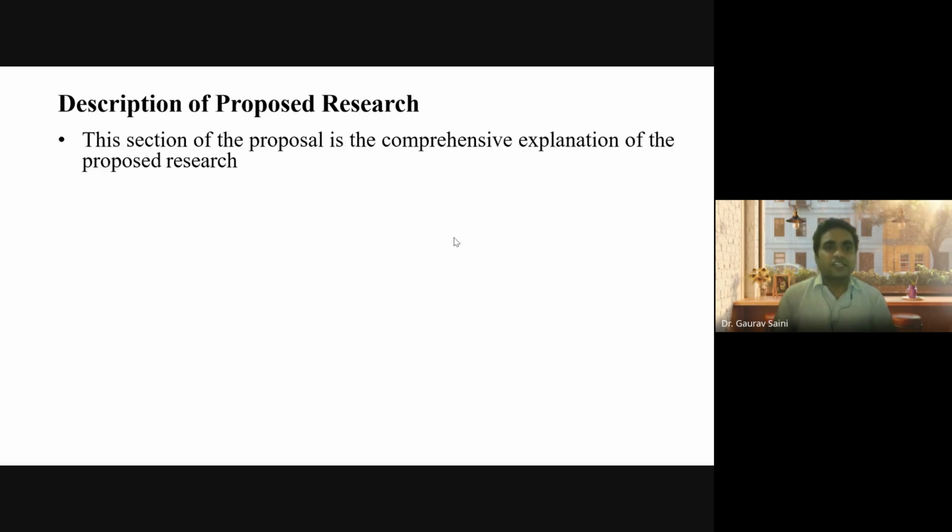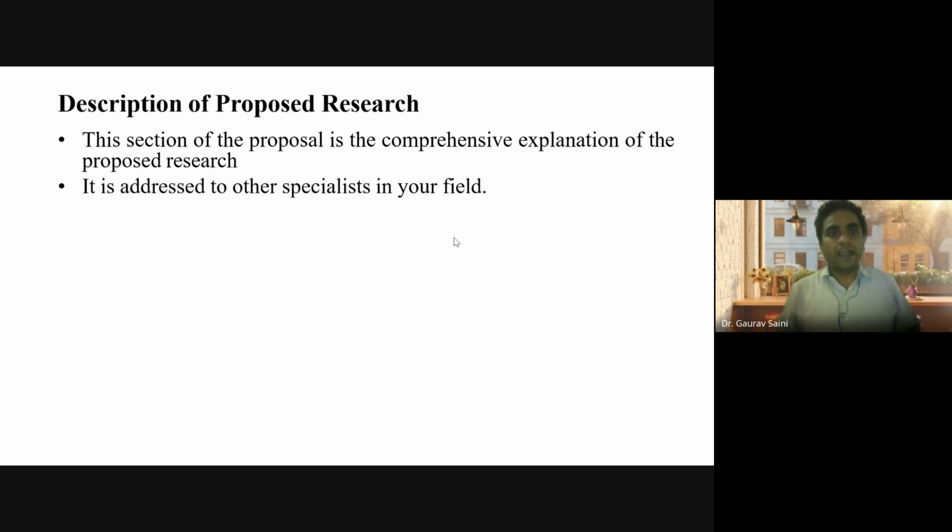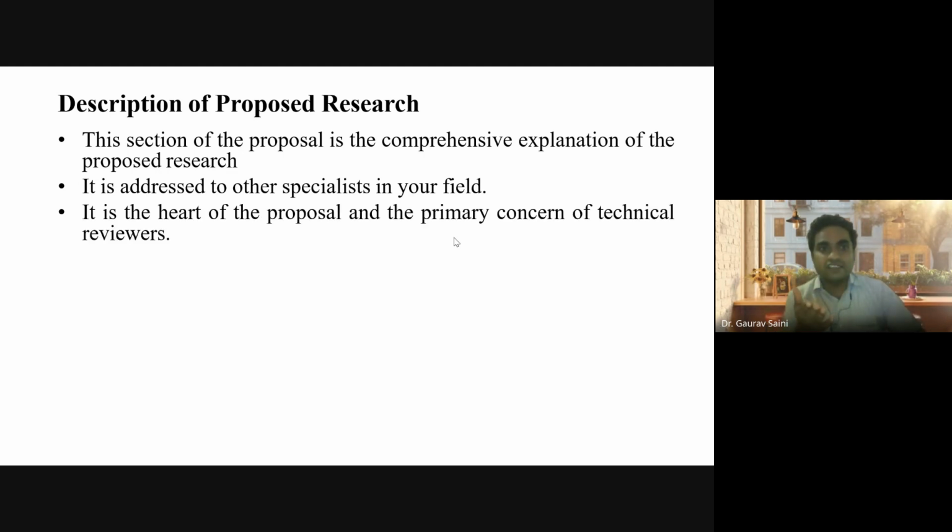So what could be the description of the proposed research? This section of the proposal has to be a comprehensive explanation of the proposed research, and it is addressed to other specialists in your field. It means it is not a sectional view for only some specialists, but it should address the field in a broader way. As we have discussed in the previous part, it is the heart of the proposal, and its primary concern is technical reviewers. So this is the basic requirement of the reviewers, that this part is covered in an effective way.